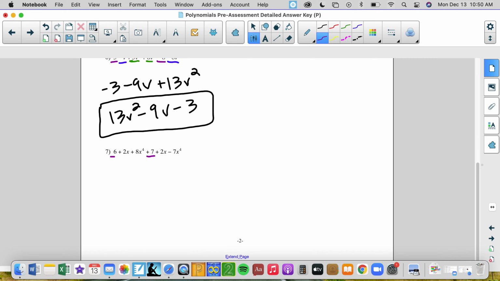Constant, constant. X, and x to the fourth, x to the fourth. 6 and 7 makes 13. 2x and 2x makes positive 4x. 8x to the fourth minus 7x to the fourth makes positive x to the fourth. Notice again, I didn't put a 1 in front of there. It's understood that there is a 1 in front of it. Plus 13. And then we would write it in standard form.